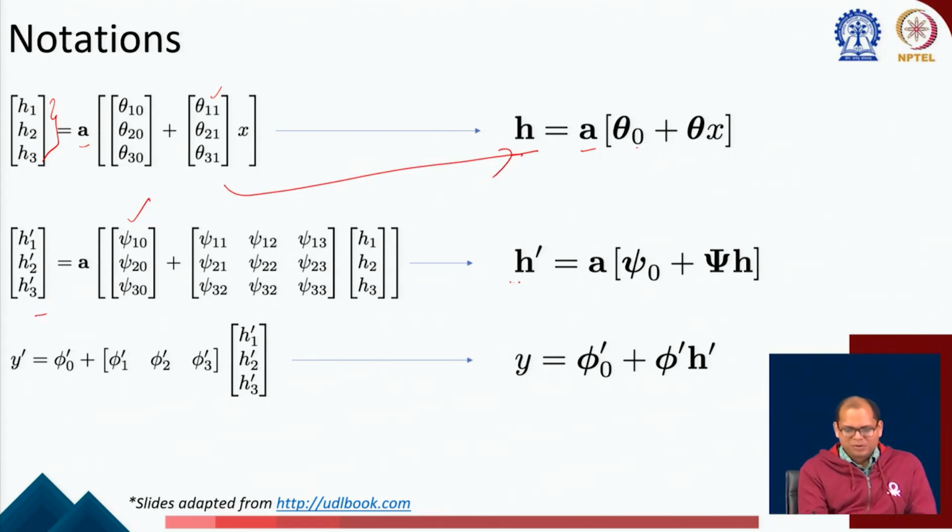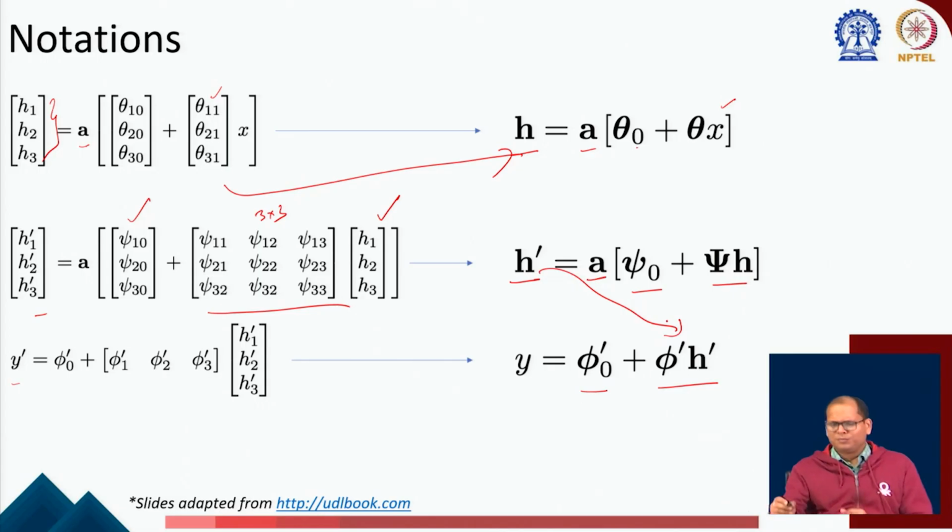Similarly, this you can write as h prime as nonlinearity over psi naught plus psi h, right, where psi is a matrix here, 3 cross 3 matrix. So, here input was a scalar, but now for the next layer the input is not a scalar, the input is h1, h2, h3 from the previous layer. So, this becomes a matrix, and then finally, because your output is scalar here, so you have phi naught prime plus phi prime h prime, where h prime is this one, right. So, this becomes much more manageable, this notation.